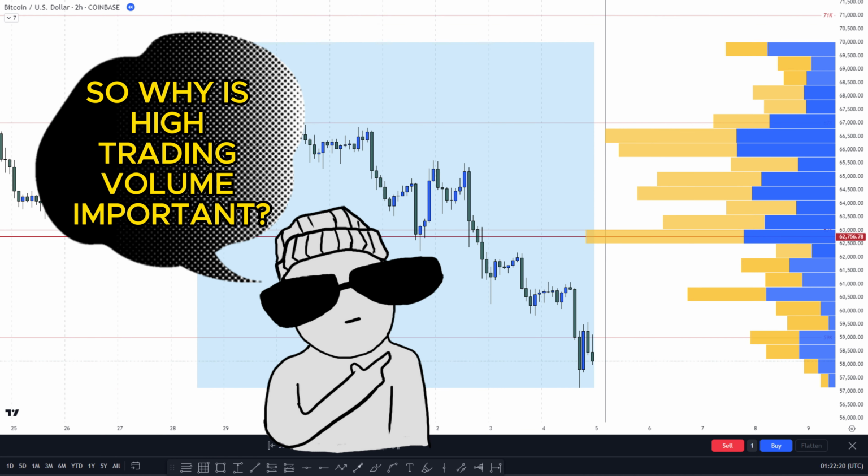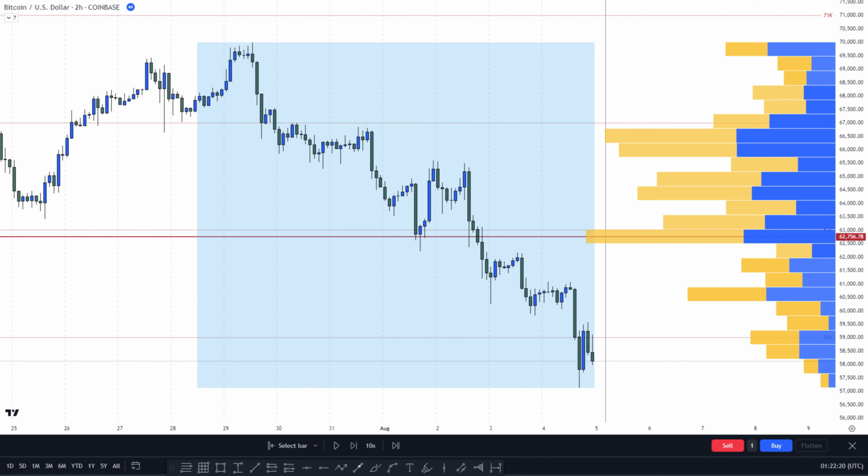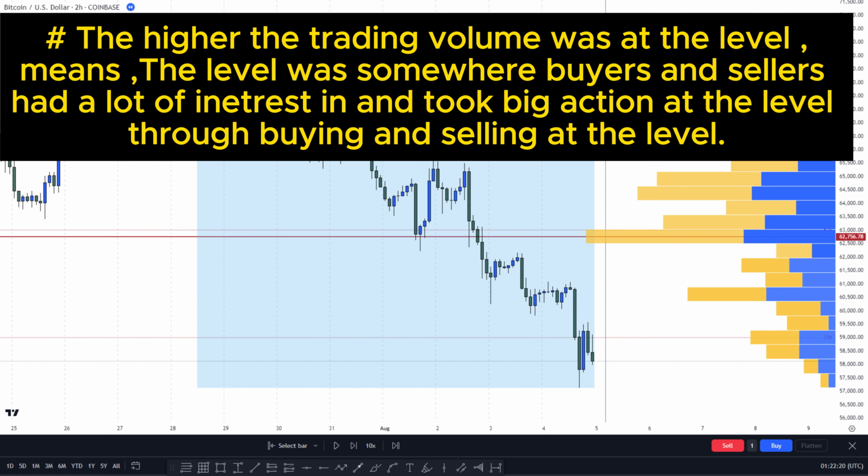So why is high trading volume important? Firstly, the higher the trading volume was at a level, it means buyers and sellers had a lot of interest in that level and took big actions there through buying and selling.